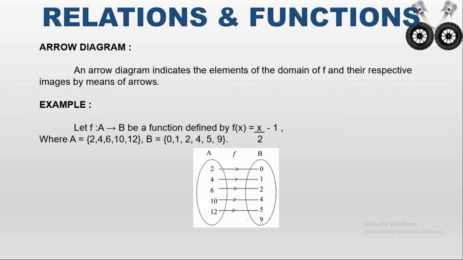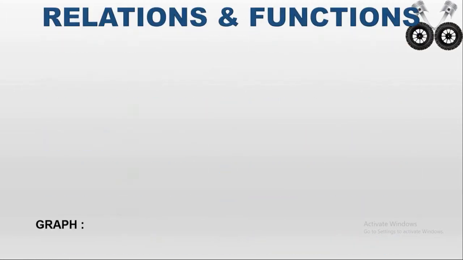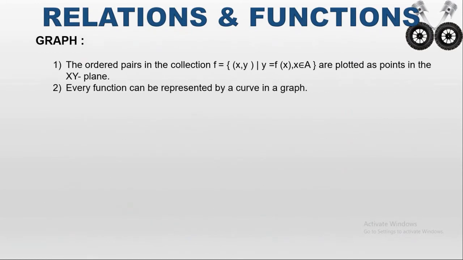So this is the arrow diagram. Next one is a graph. If I want to represent any function in a graph, first you have to write the ordered form. In the ordered form, the first element represents the x-axis, which is the horizontal line, and the second element represents the y-axis. The y-axis is represented as the vertical line.